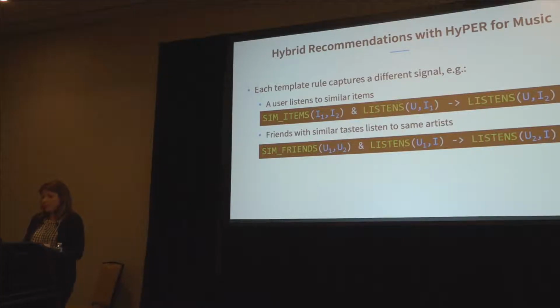Here are two examples of template rules in a music recommendation setting. The first rule comes from the item-based collaborative filtering approach and indicates the intuition that if we have two items, I1 and I2, that are similar, and we know that a particular user listens to item I1, then we may infer that this user will also listen to item I2. The second rule comes from the social-based filtering, and the intuition behind this rule is that if we have two friends with similar tastes, U1 and U2, and we know that U1 listens to item I, then we may infer that U2 will also listen to the same item.